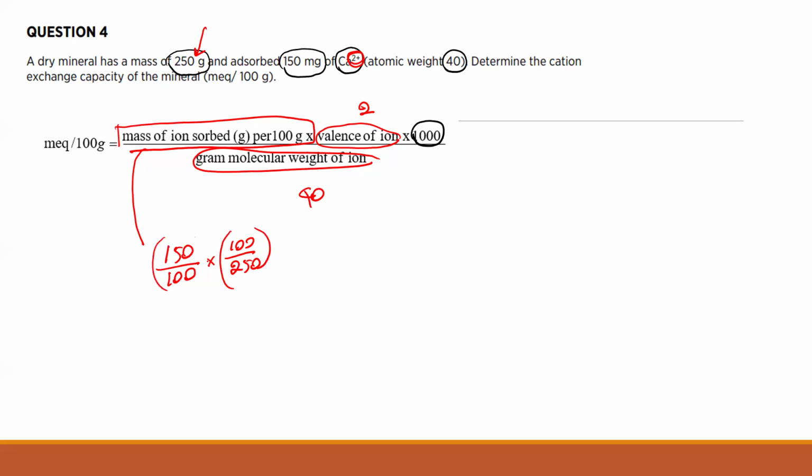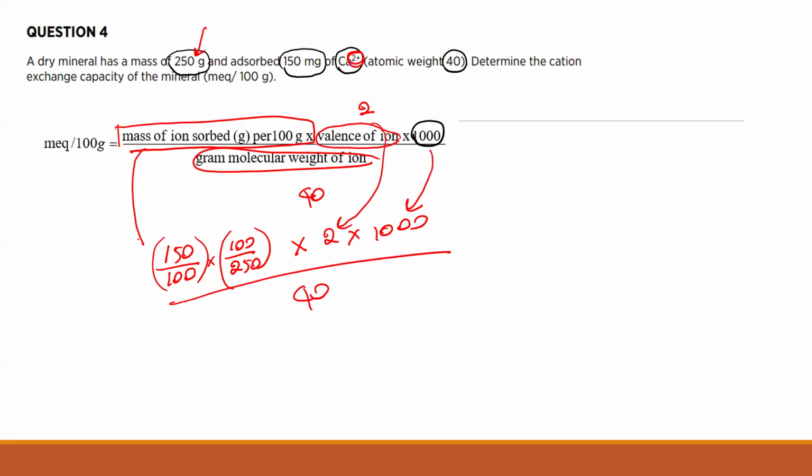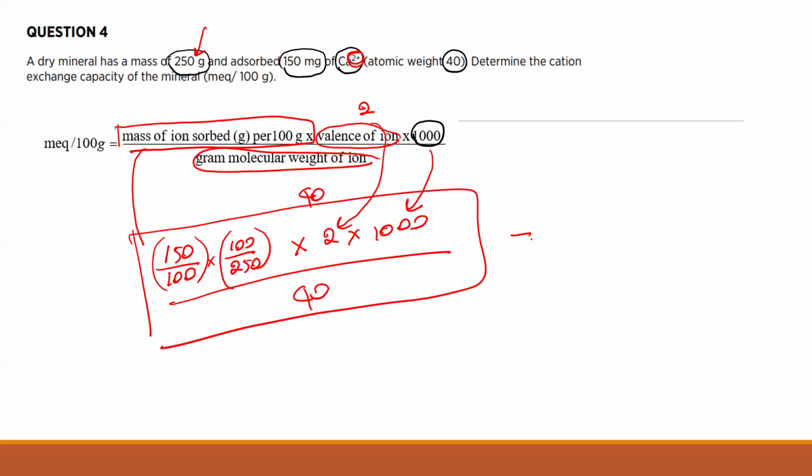How many grams are needed from the cation solution to neutralize 100 grams of the soil? If you put everything together now, you have 2 times 1000. The 2 came from here, the 1000 came from here, and we have 40. When you put these numbers in the calculator, you get a number that will be your cation exchange capacity. Are we good? Yes.